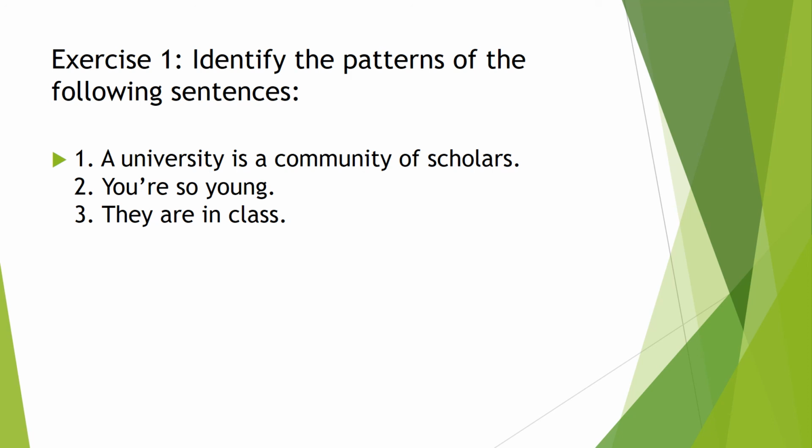So you have exercise 1. Identify the patterns of the following sentences. Number 1, a university is a community of scholars. Number 2, you are so young. Number 3, they are in class. When you identify the pattern of each of these sentences, you have to give me every detail that we have explained in the first 2 slides about pattern number 1 and pattern number 2.